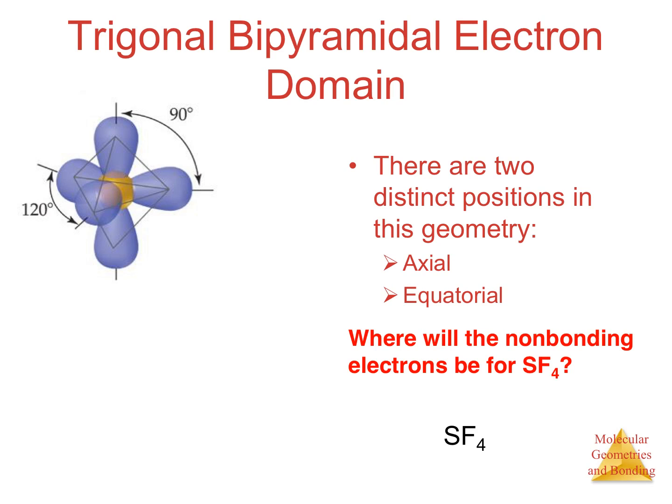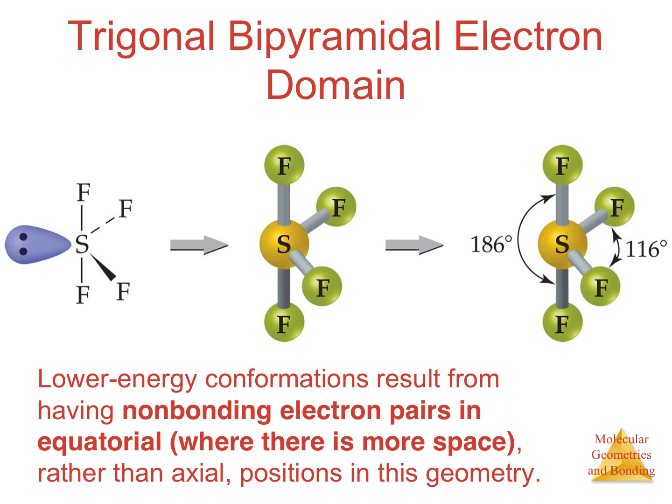So trigonal bipyramidal electron domain. There are two distinct positions here. We have our axial, just like the axis of the Earth, and our equatorial, each of which has different bond angles. The lower energy conformation results from having non-bonding electron pairs in equatorial regions, because this is where there's more space. We just saw that non-bonding pairs take up the most space.